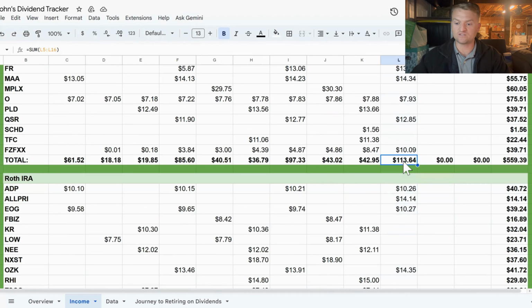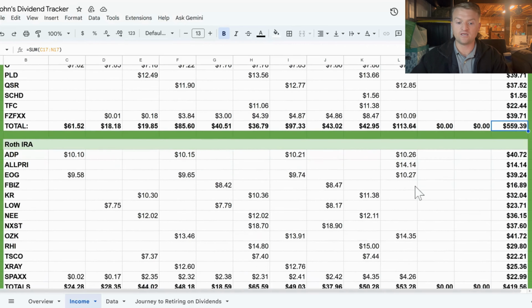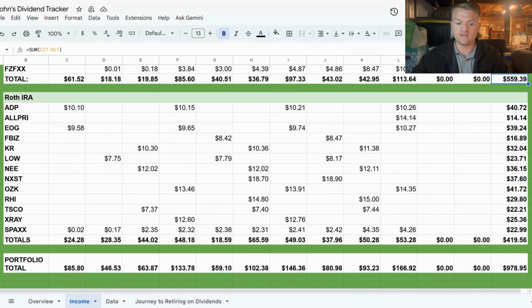Our total dividends for this month, including interest, that's this column at the bottom there, is that interest. Our total money or cash flow for this month was $113.64. Not too shabby. Again, that's our best month this year, which is awesome. Our all-time income for our taxable brokerage account is $559.39.